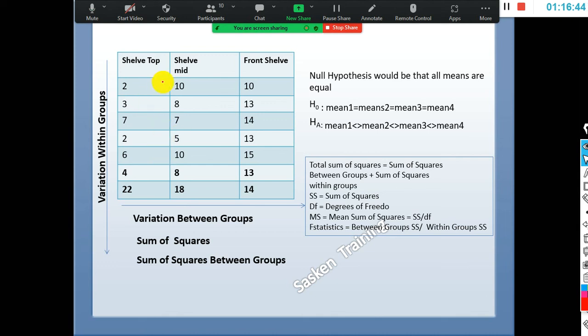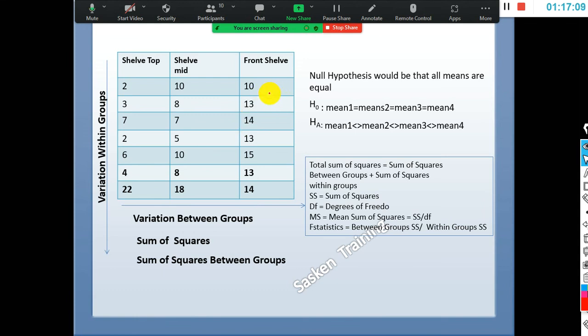Okay, so I gave them this instruction very clearly, and at any cost you need to keep all the cookies or biscuits in the top shelf in Chennai, and all these biscuits you need to keep in the middle shelf in Bangalore, and in Hyderabad, Aruna, I strictly instructed, keep all the cookies in the front shelf.